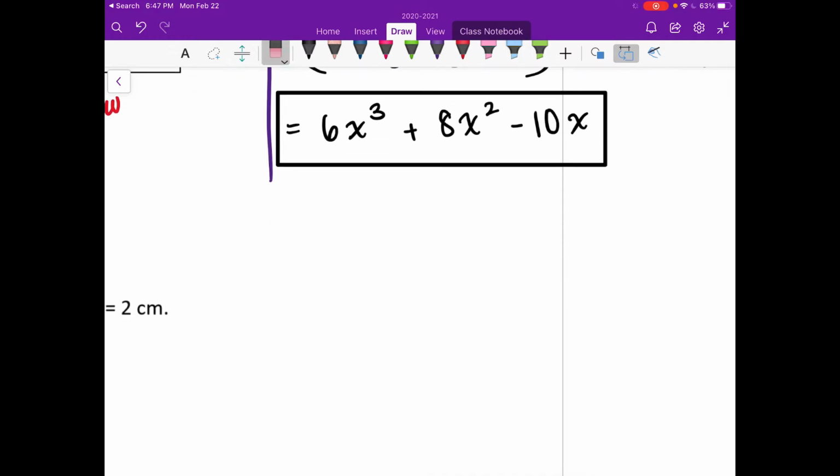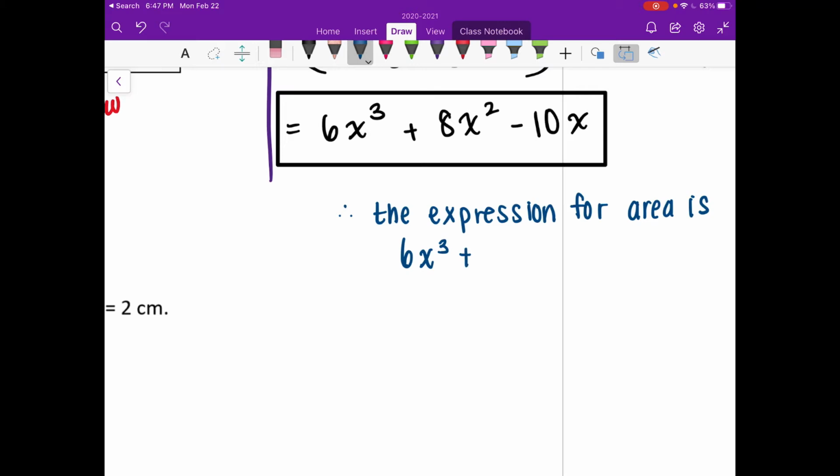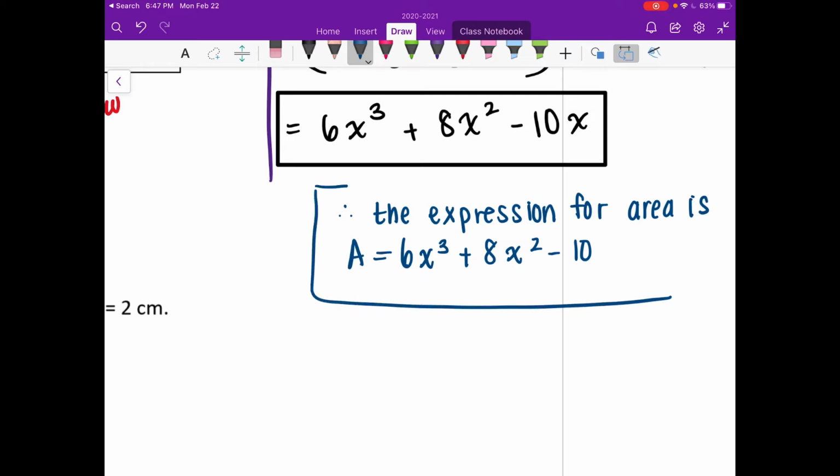I'm going to be saying, therefore, the expression for area is 6x cubed plus 8x squared minus 10x. And as always, area is equal to, right? I'm just going to go in and make a nice little box for myself.